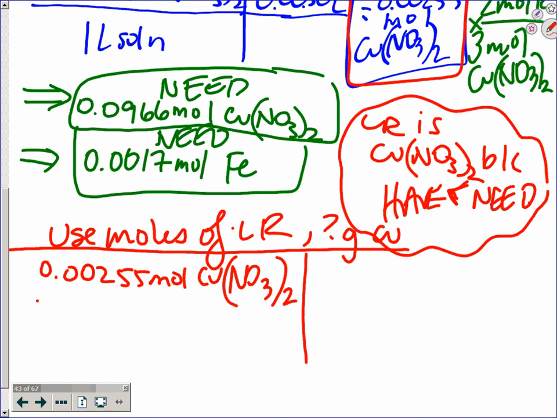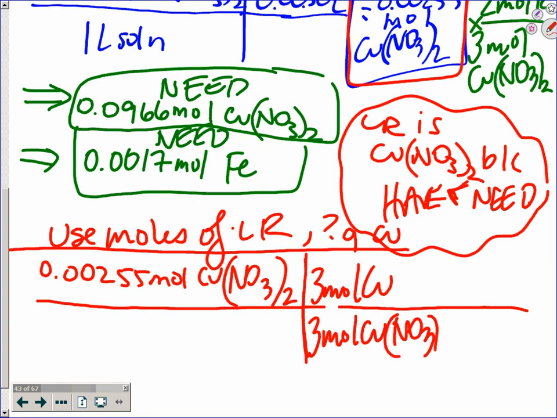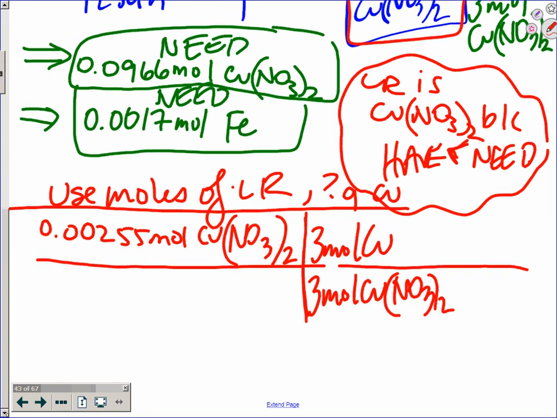Was it 2 to... 2 copper? We're going to copper, guys. Copper was 3, 3 to 3? Okay, so I assume it's the same number. I just didn't know what the number was. Is it 3 to 3 or 2 to 2? Okay, 3 moles of copper for every 3 moles of copper 2 nitrate. All right, this is a piece of cake from here, right?